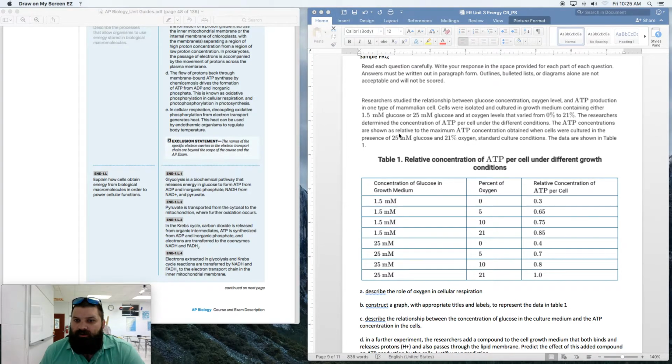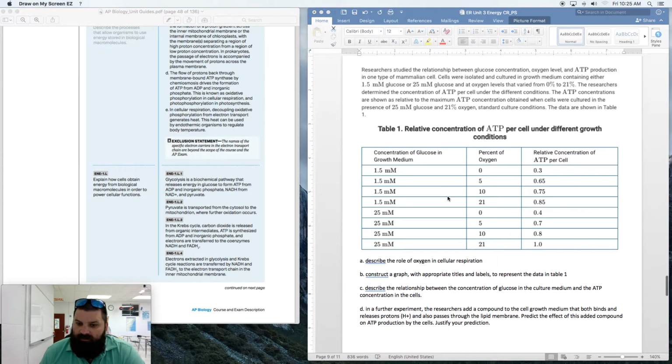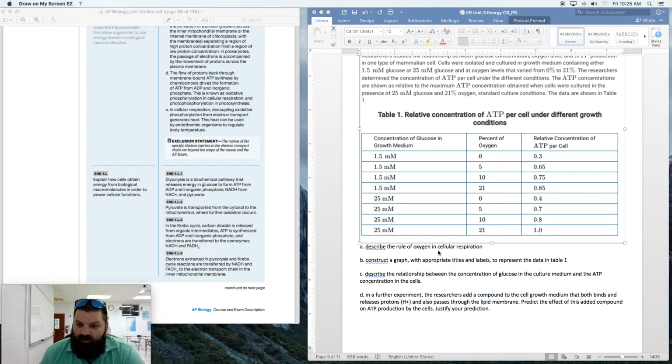They're shown here as relative to the maximum ATP concentration obtained when cells were cultured in the presence of 25 micromoles of glucose and 21% oxygen, standard culture conditions. So here we have some data, and you're going to be asked to do a couple things with this data. Number one is describe the role of oxygen in cellular respiration, construct a graph with appropriate titles and labels to represent the data in Table 1. Describe the relationship between concentration of glucose in the culture medium and the ATP concentration in the cells.